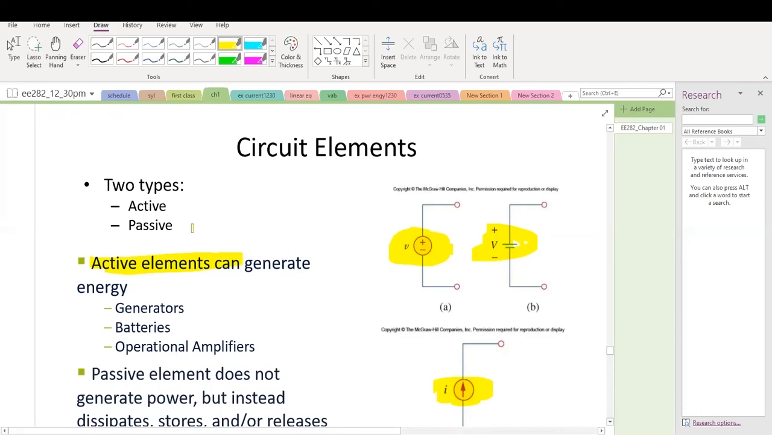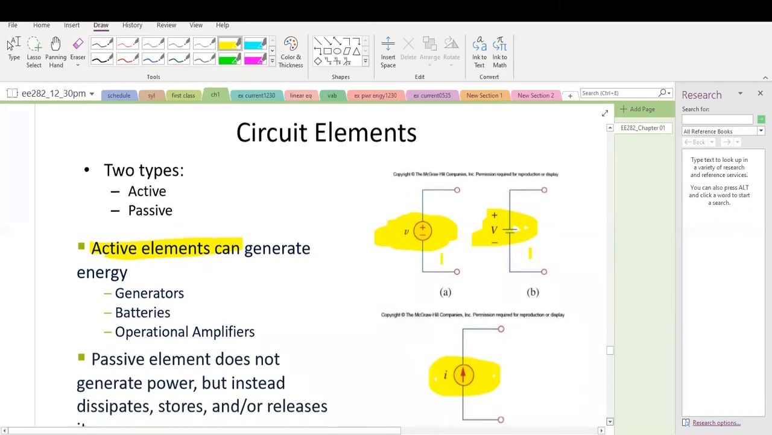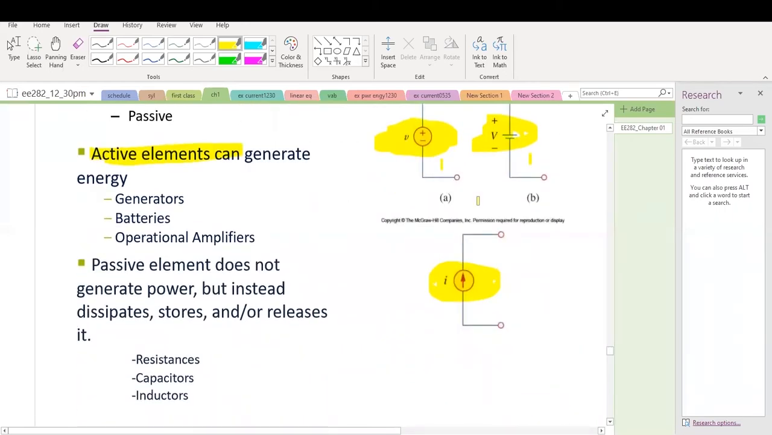Active elements are one kind, and passive elements are another. Active elements generate the energy. For example, a voltage source or a current source. These sources generate the energy for other devices. Passive elements absorb the energy, such as resistors, capacitors, inductors, and those elements.